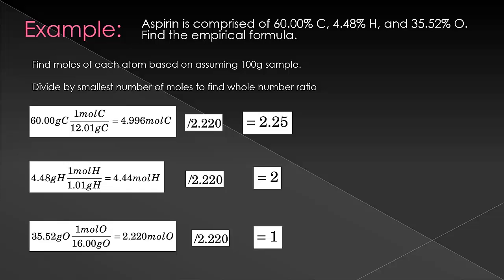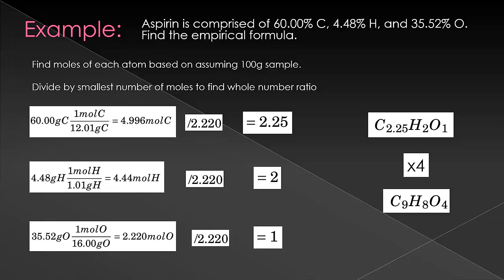Now, this isn't actually a whole number ratio yet. You can't just round down. However, it gives us the ability to see what we need to multiply everything by to get a whole number ratio. If we were to multiply this by 2, we still wouldn't have a whole number. But if we were to multiply it by 4, we would end up with a whole number here, here, and here. So let's do that. And we get C9H8O4. So that is our empirical formula.